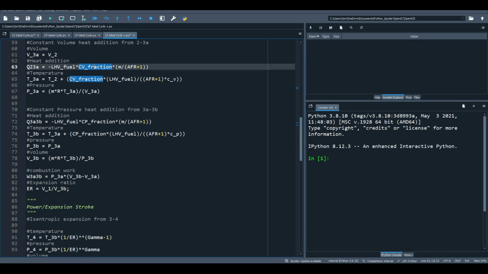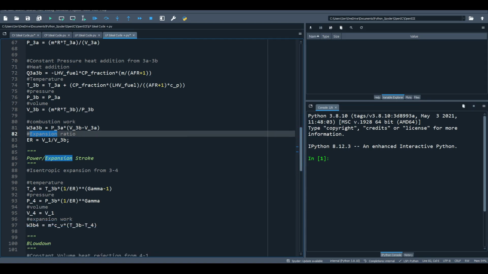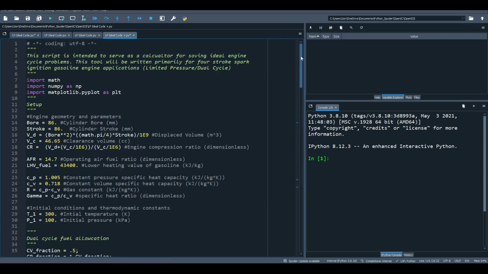So with the diesel cycle here, we're still calculating the work during combustion. We're still calculating an expansion ratio, and these expansion ratios work just fine because we're calculating at 3B. So that's all the same. Blowdown is the same. The energy balance and cycle output have just been modified a little bit to include the third work term here. And then in this case, there's two Qin terms. So all of this is just modified to make sense. Fuel conversion efficiency as well. We now have two Qin terms. All right, let's run it and see what we get.